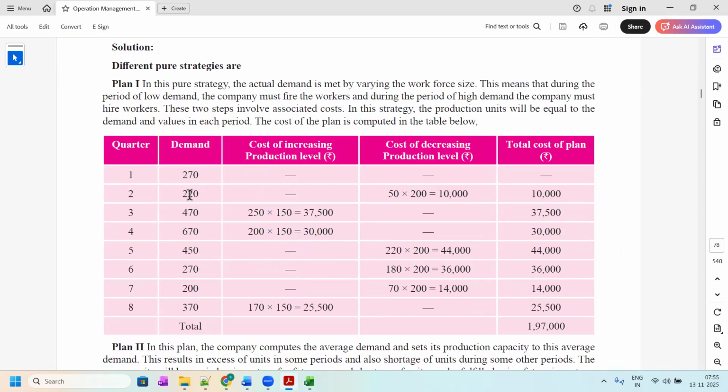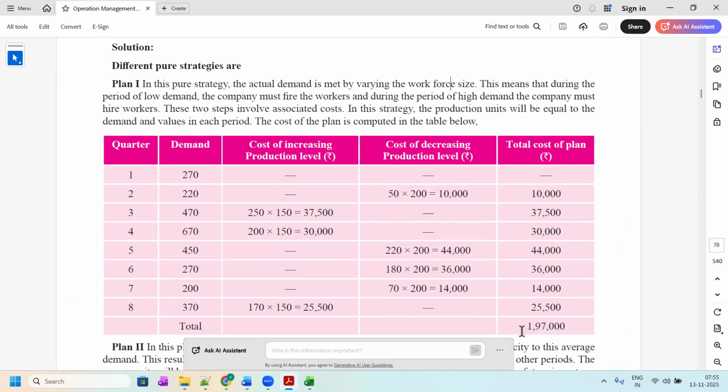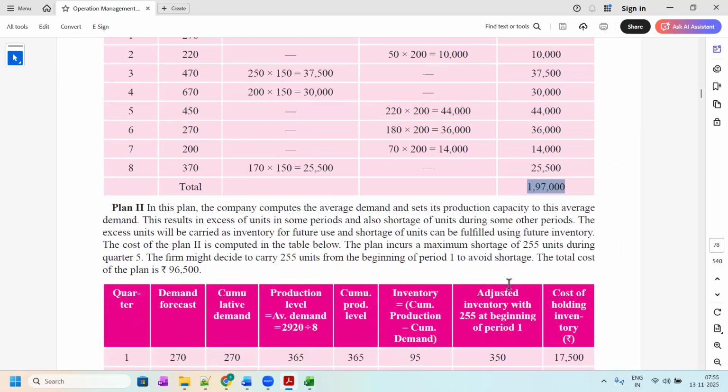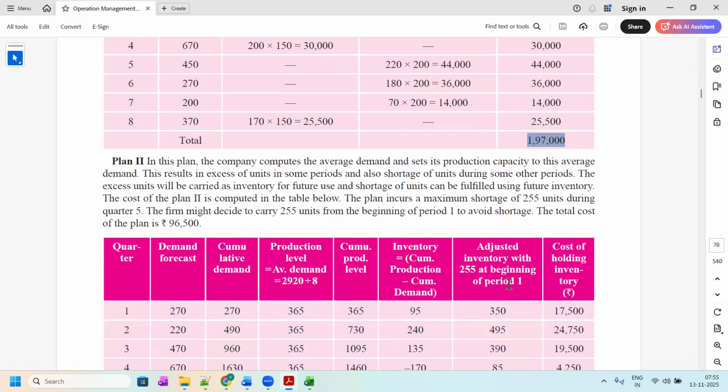Whenever the demand increases, you have to pay the cost of increasing the production level. Whenever the demand decreases, you have to pay the cost of decreasing the production level. And for each change in quarter, we calculated the total cost. Okay, then there's plan 2. In plan 2, we need to compare the different plans of pure strategy. Plan 1 will produce based on the actual demand. In plan 2, the company computes the average demand.